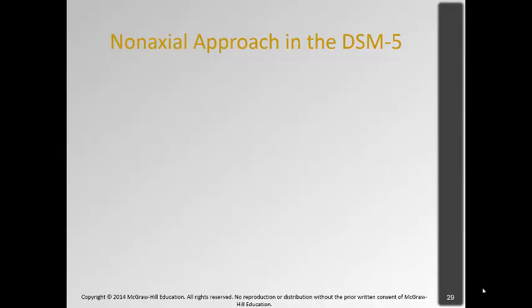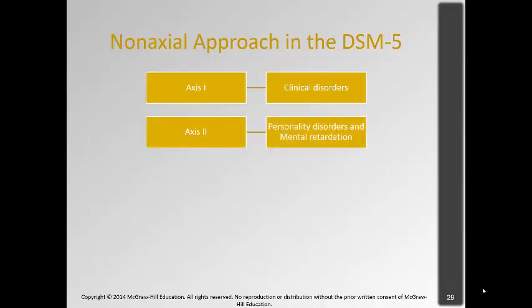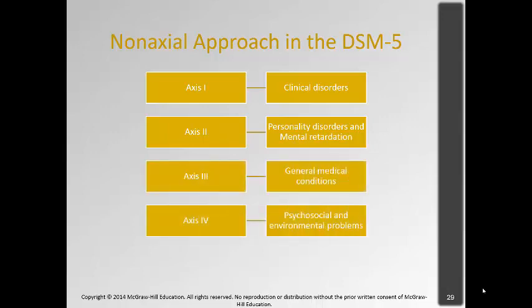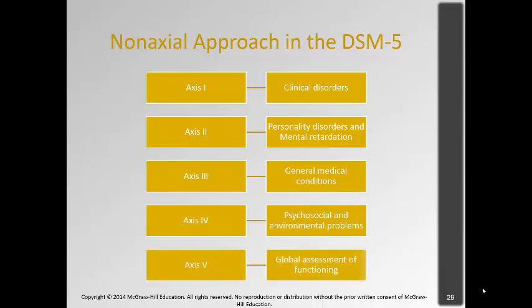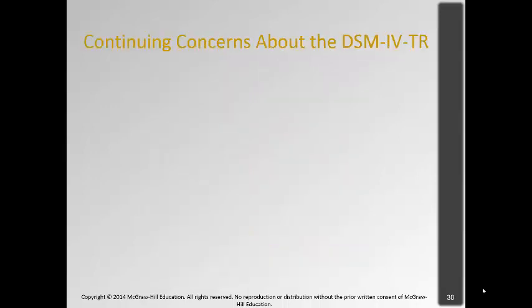So the previous versions of the DSM had 5 axes that we were supposed to report on for each individual. The DSM-5 doesn't have that. Previously, Axis 1 were clinical disorders, Axis 2 were personality disorders and mental retardation, Axis 3 were anybody's general medical conditions, Axis 4 were psychosocial and environmental problems, and Axis 5 was a global assessment of functioning where everybody received a score from 1 to 100. So this is how I was trained. We gave people diagnoses on these 5 axes.